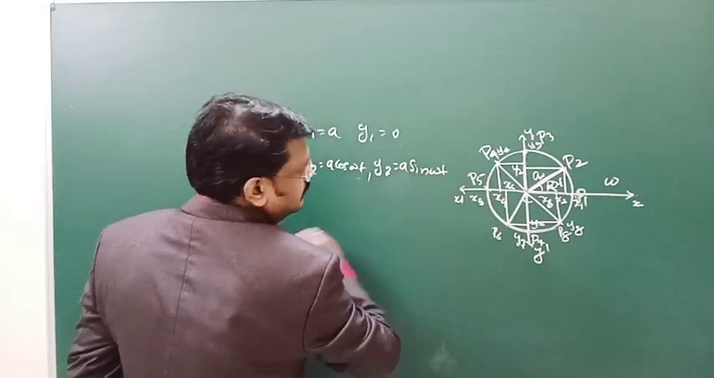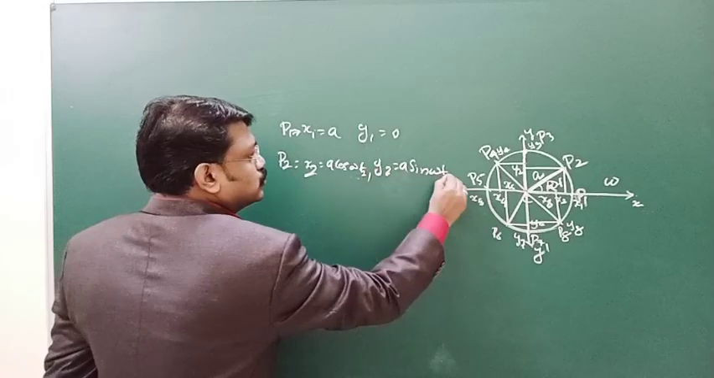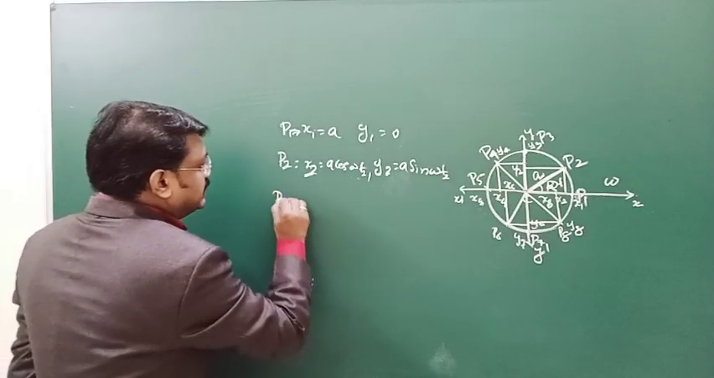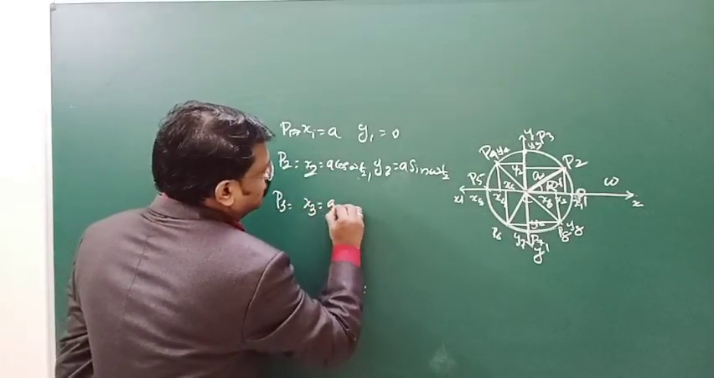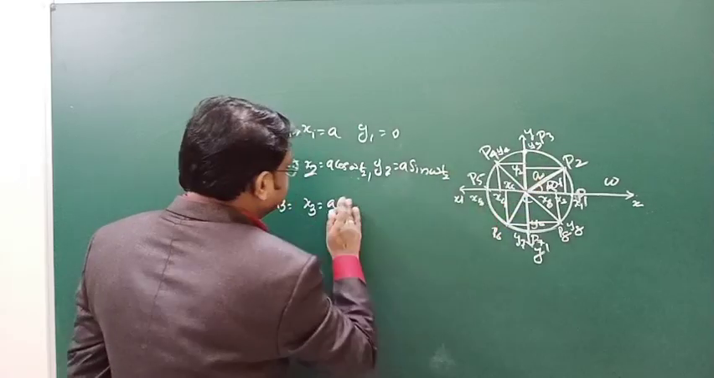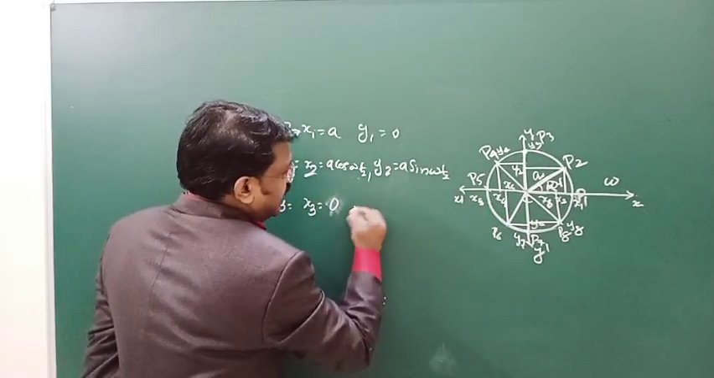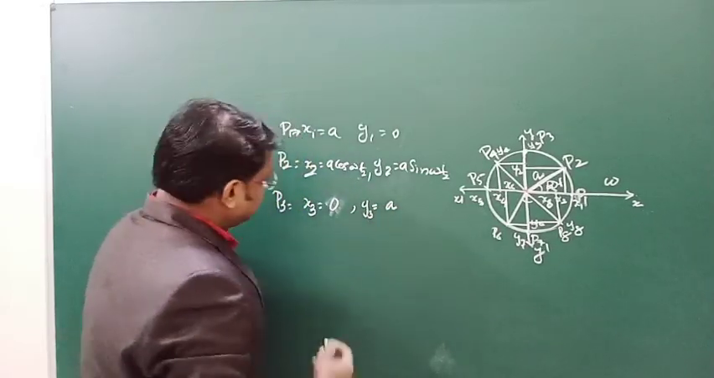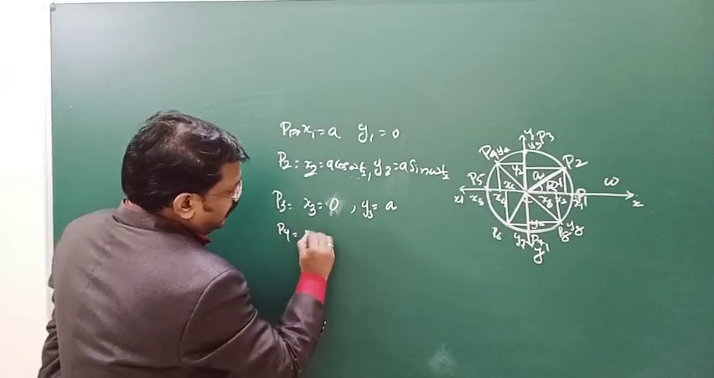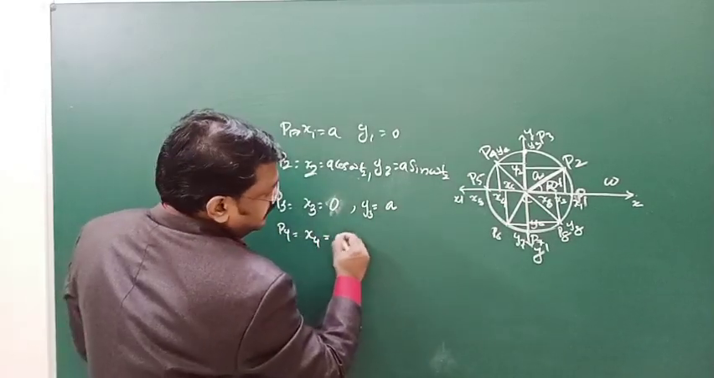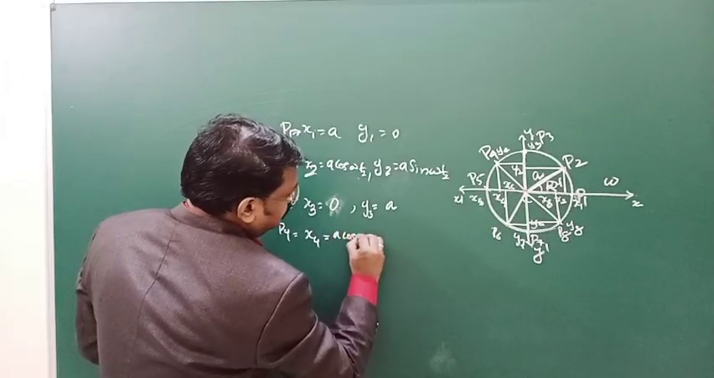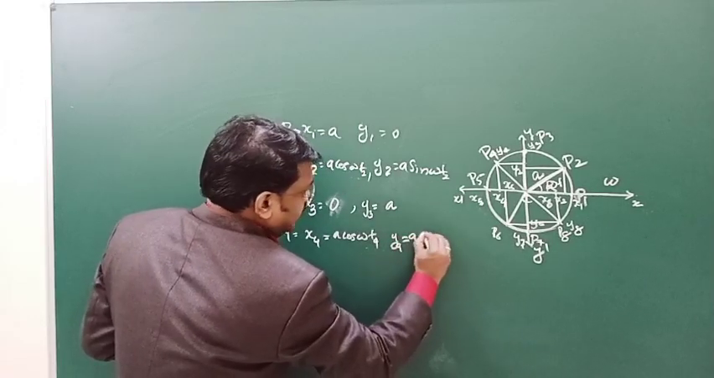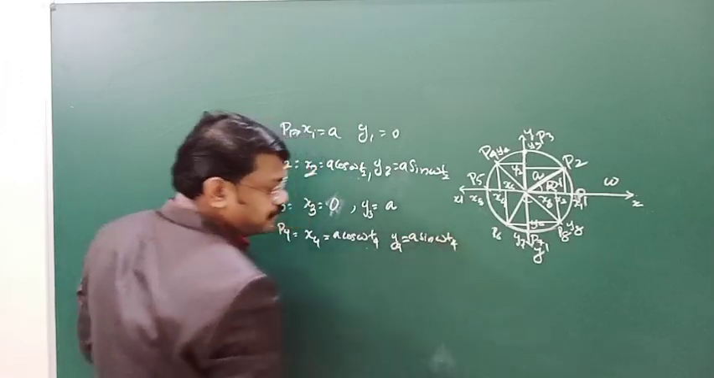sin omega t. You can take it at time T1, T2, like that. Then at P3, x3 is equal to a cos omega t3, that will become 0, and y3 is equal to a. Then at P4, x4 is equal to again a cos omega t4 and y4 is equal to a sin omega t4.